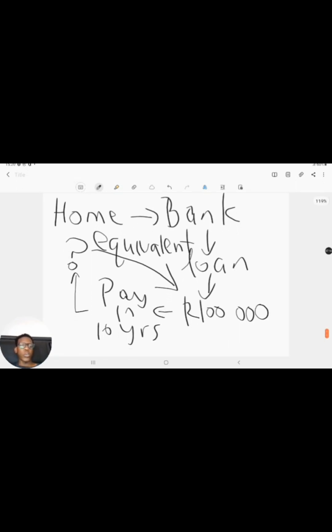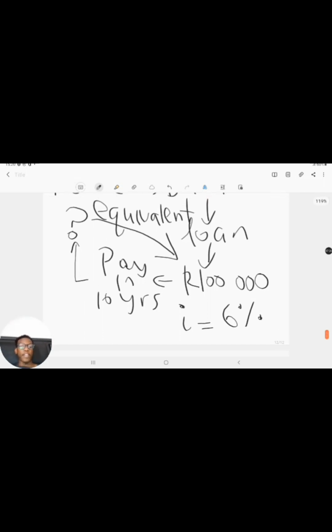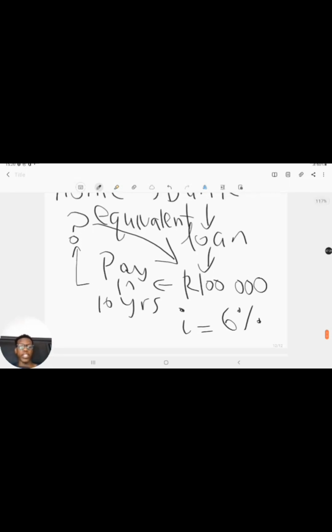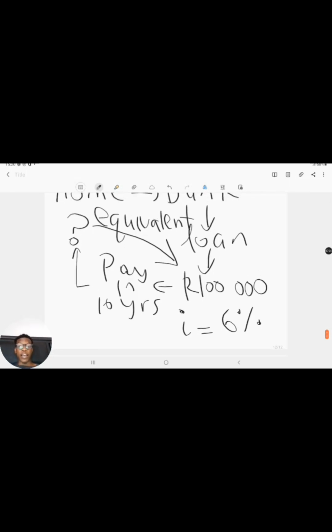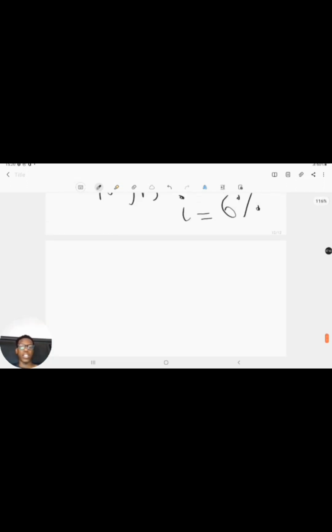Let's say you're dealing with an interest rate of 6%. So the inflation rate is 6%. The value of your money is decreasing by 6% per year as you move towards the 10 years.